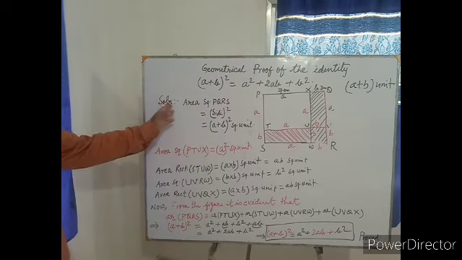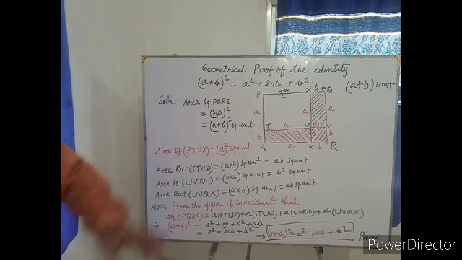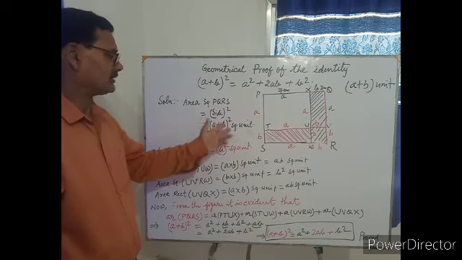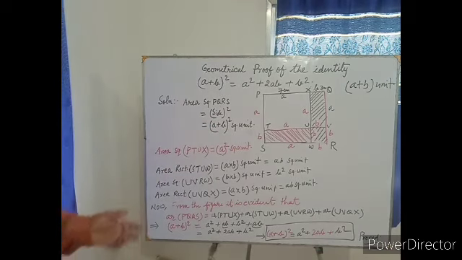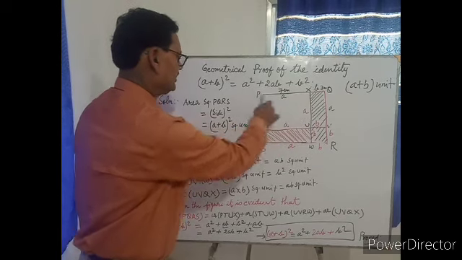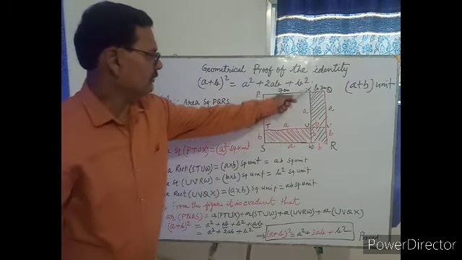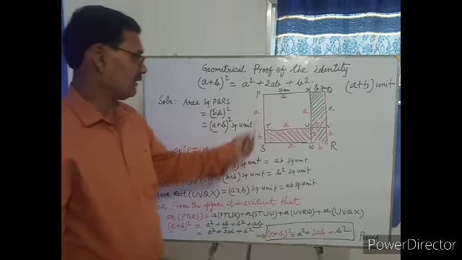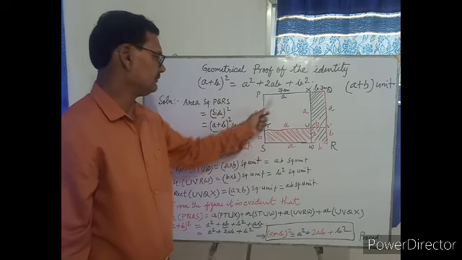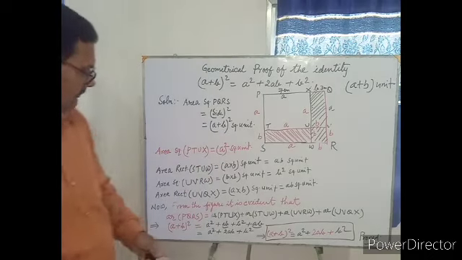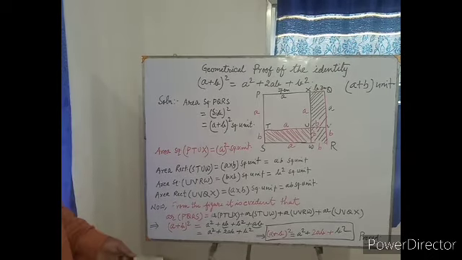Clear? First of all, we have seen the area of this square PQRS is side square, that is (a plus b) whole square unit. Now let us see the area of the square PTUX. The area of this square is side square, and what is the side of this square? It is a unit. Therefore, its area is equal to a square unit. Clear? Now let us see the area of rectangle STUW.